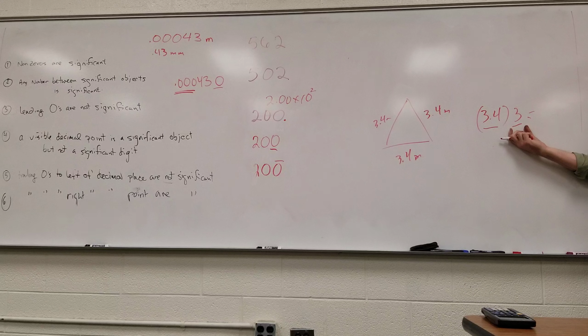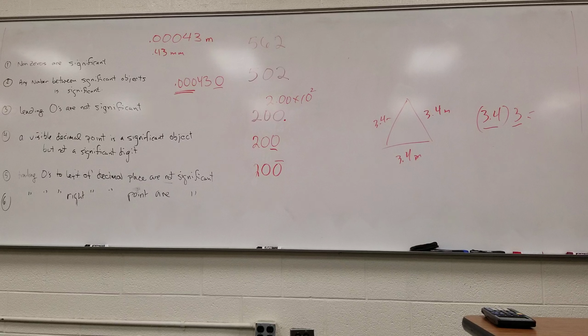So this 3 is exact, and so what's ultimately going to impact, for the final answer, how many significant figures it has is this 3.4, these 2 significant figures here. That 3 does not, because it is infinite significance. Exact numbers have infinite significance, and that will come into the math bit that we're just about to do.